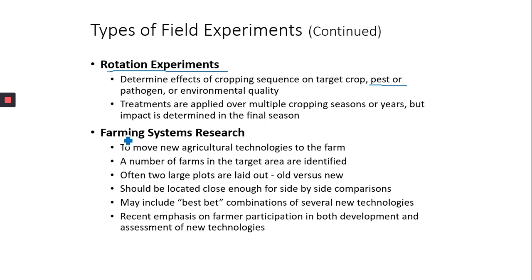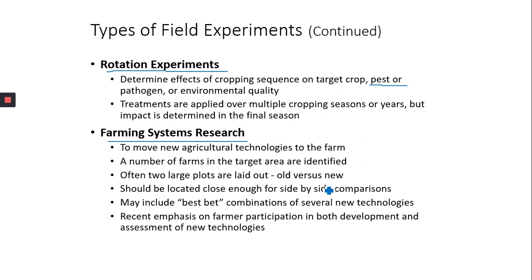So farming systems research is also another type of field experiment. With these ones, we want to move new agricultural technologies to the farm. A number of farms in the target area are identified. Often 2 large plots are laid out, old versus new. They should be located close enough for side-by-side comparison. May include best bet, a combination of several new technologies, with recent emphasis on farmer participation in both development and assessment of new technologies.